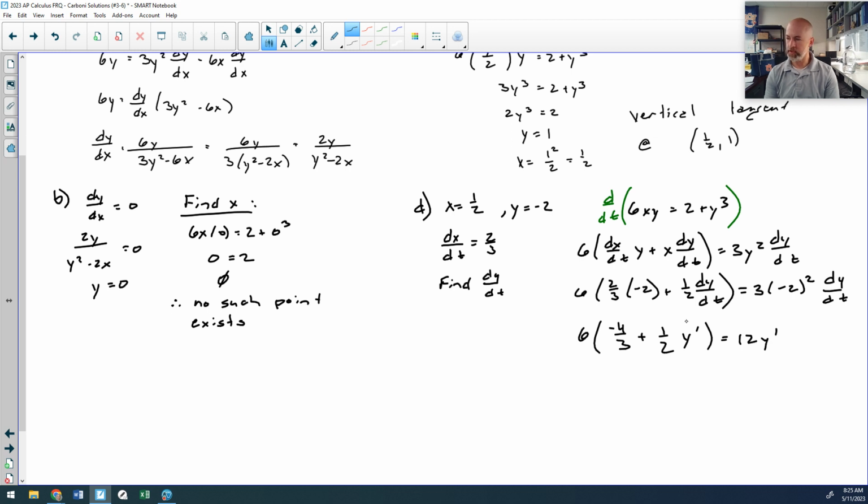This is going to get nicer as I distribute my 6. That 6 times -4/3 is -8. Plus 3y prime equals 12y prime. Subtract the 3y prime, and you get 9y prime. Divide by 9, and I end up with dy dt, which is my y prime, is -8/9. And what is the value of dy dt, the rate of change of the particle's y position? So we don't need to worry about units. We don't have to interpret that.